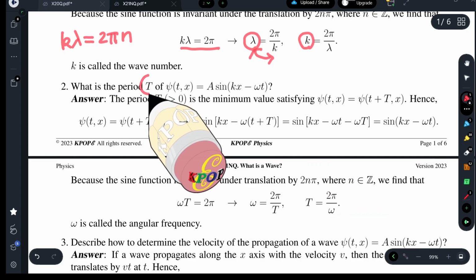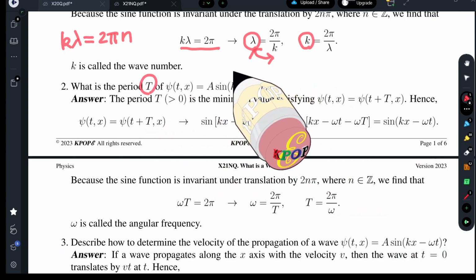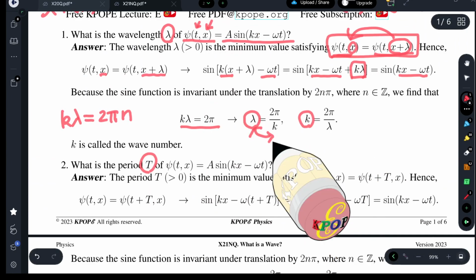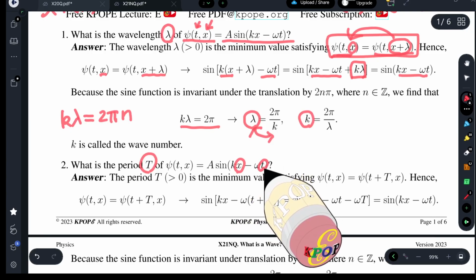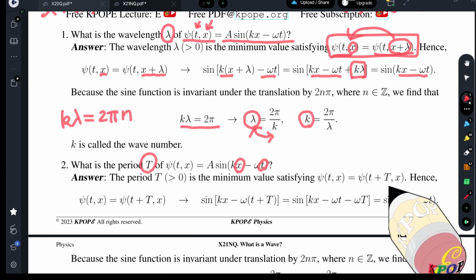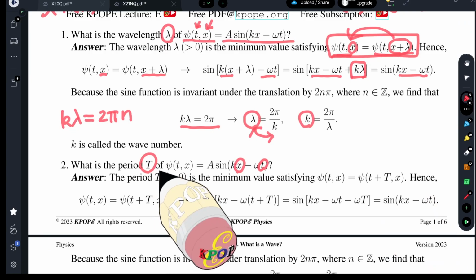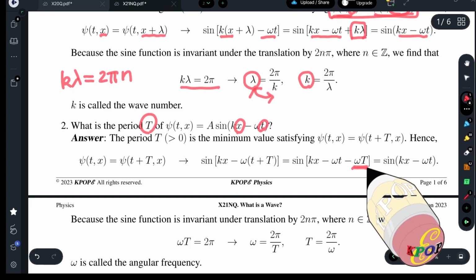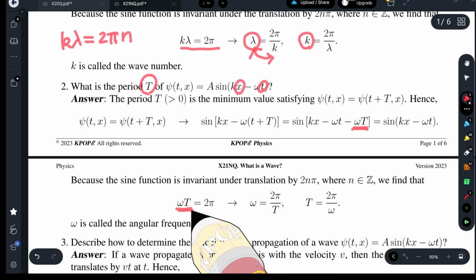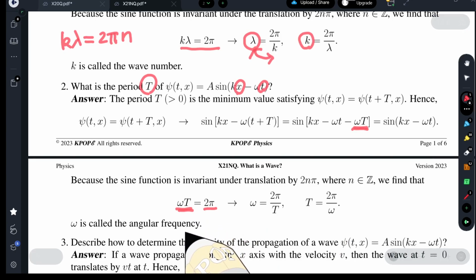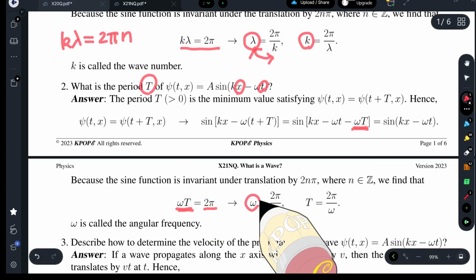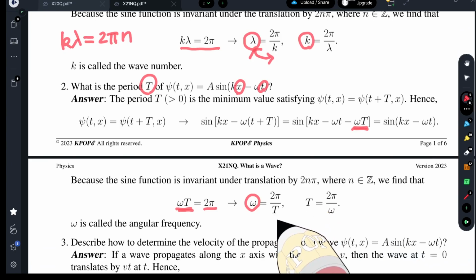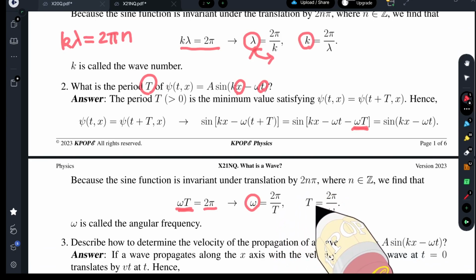What is the period T? We do the same job. Instead of replacing x, we replace t by t plus capital T. That is the period in time. Again, omega T should be a multiple of 2 pi, and the minimum value is obtained by substituting n equals 1. Therefore, the angular frequency omega is 2 pi over the period T, and the period T is 2 pi over omega.